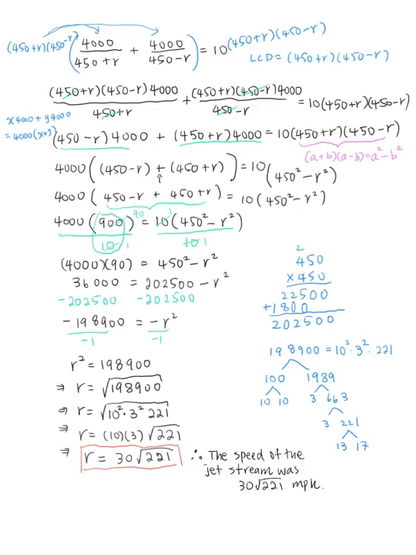Now, if you type that in the calculator, let me just find my calculator first. Where in the heck is my calculator? Okay, here we go. I got 30 times the square root of 221. That's approximately equal to 445.982. So I would say 446. So this is approximately 446 miles per hour. And I'm just going to box that for the answer.